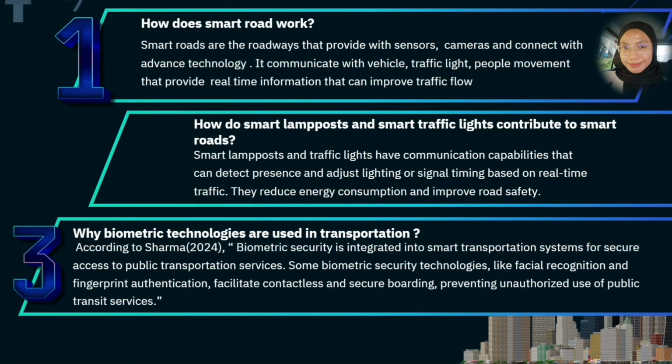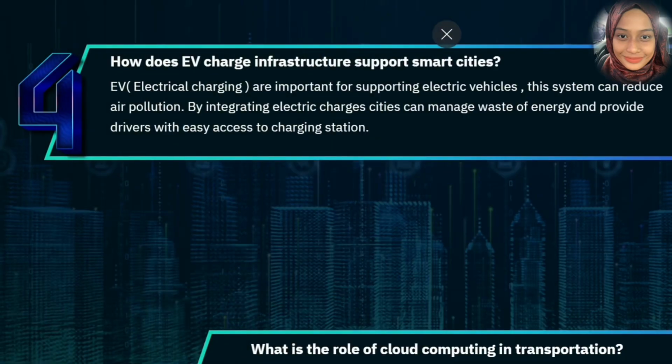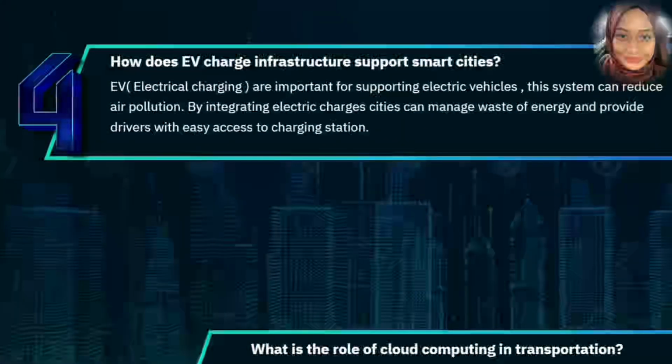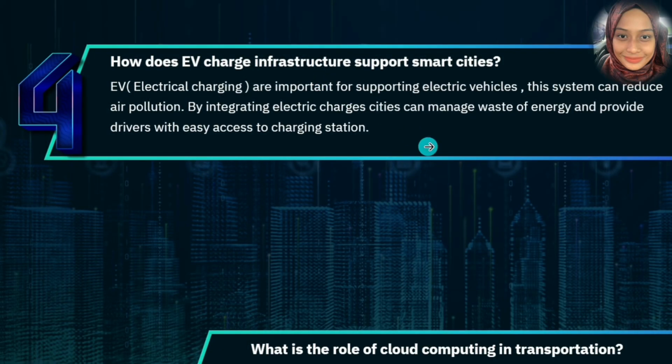The third one, why is biometric technology used in transportation? According to Sharman, biometric security is integrated into smart transportation systems for secure access to public transportation services. Some biometric security technologies like facial recognition and fingerprint authentication facilitate contactless and secure boarding, preventing unauthorized use of public transit services. So how does EV charging infrastructure support smart cities? EVs are important for supporting electric vehicles, where the system can reduce air pollution. By integrating electric chargers, cities can manage waste of energy and provide drivers with easy access to charging stations.